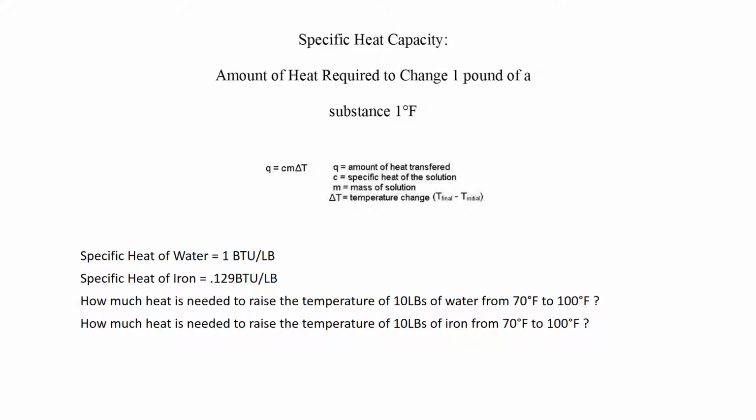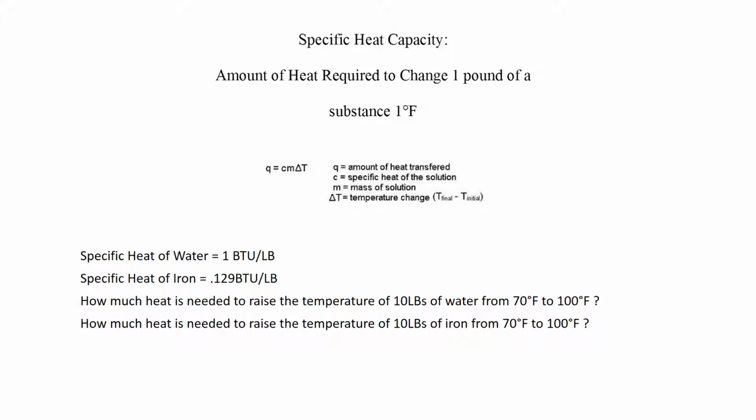The definition of specific heat is the amount of heat required to change the temperature of a substance 1 degree Fahrenheit. I would like you to pause here and attempt the two problems at the bottom of the slide. The answers are on the next slide.